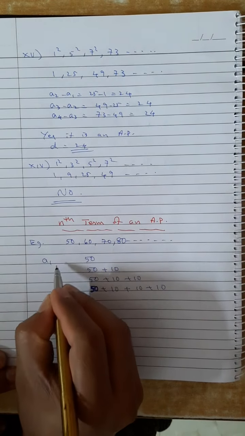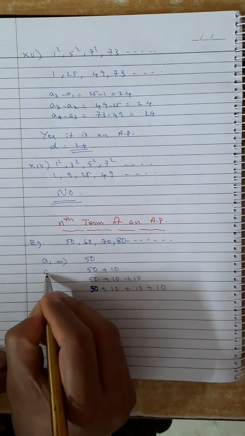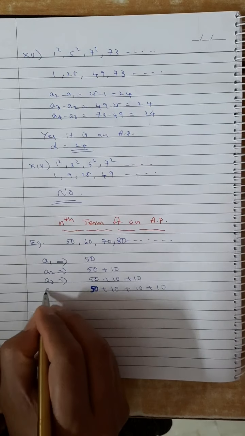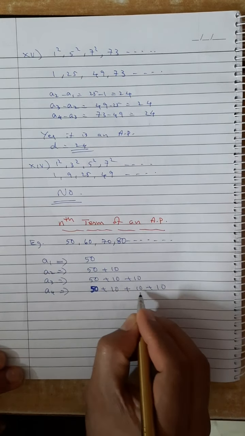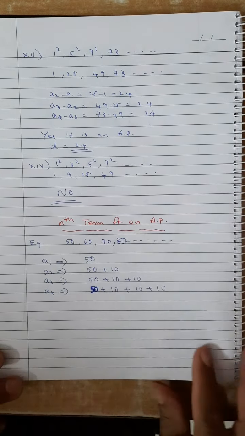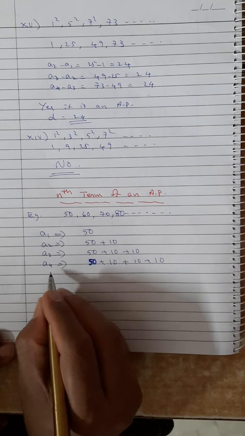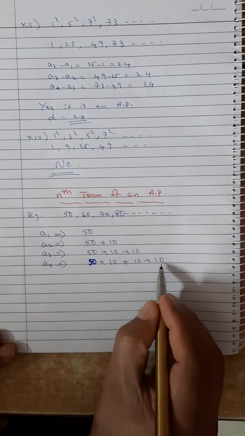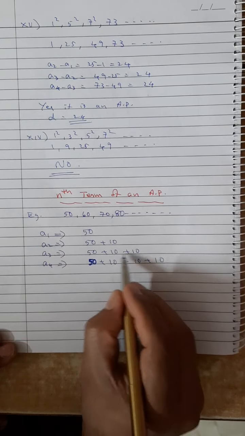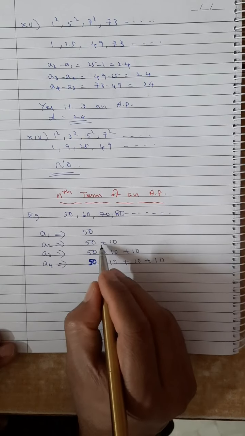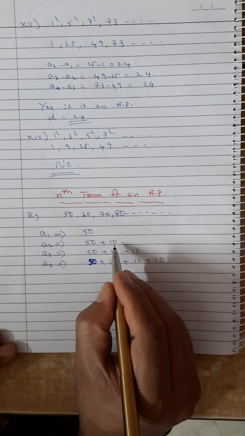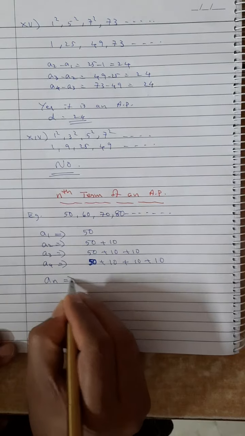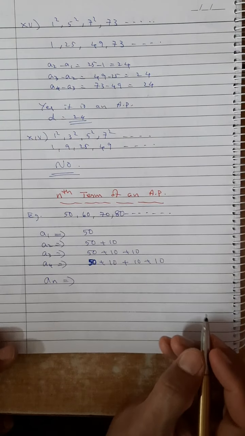First term is this. Second term is 50 plus 10. Third term is 50 plus 10 plus 10. Fourth term is 50 plus 10 plus 10 plus 10. So can you say what is the fifth term? Fourth term means 3 times 10 is added. Third term means 2 times d added. Second term means 50 plus 1 time. That means for an, nth term, how many times do we have to add?